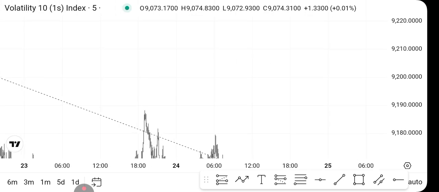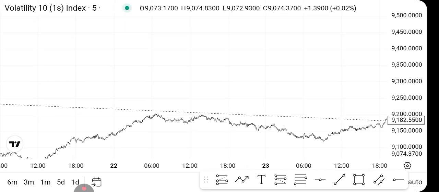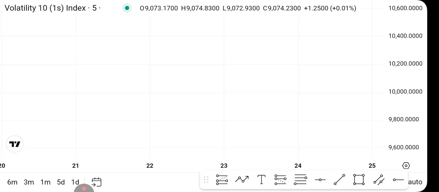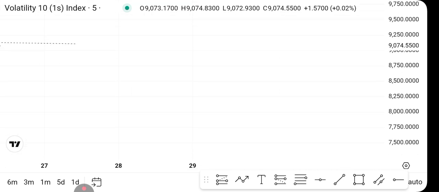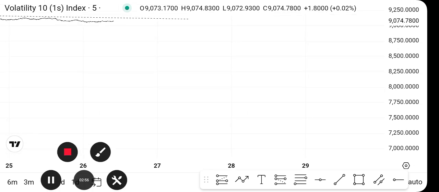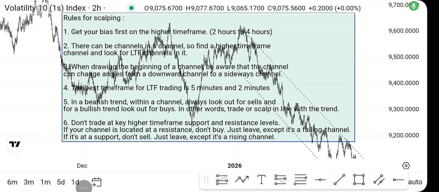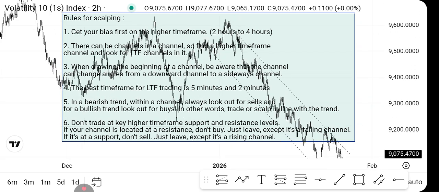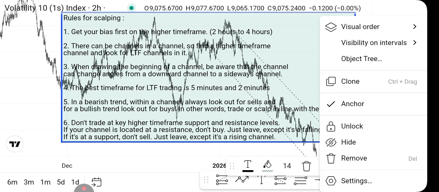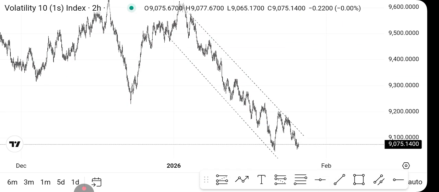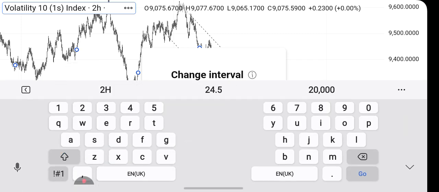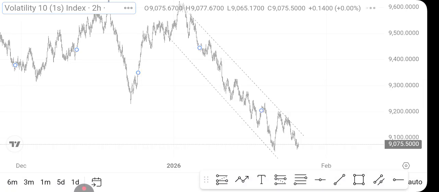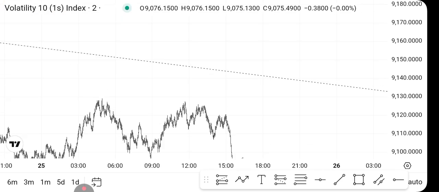Okay, so let's skip number three for now and go to number four. The best time frame for lower time frame trading is 5 minutes and 2 minutes. So that's it. Just remove this. Let's go to 2 minutes. I prefer 2 minutes because it will give us a very fast SL or TP.